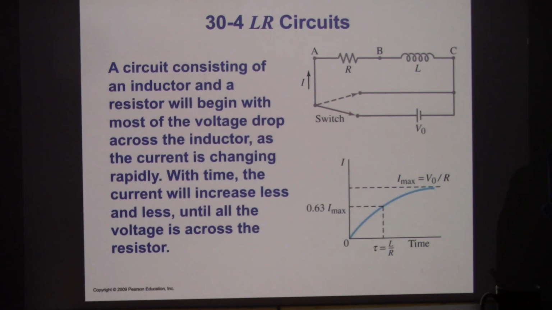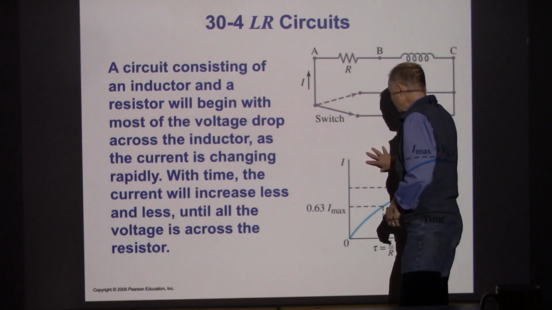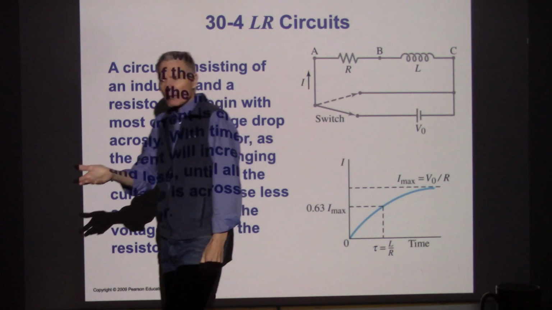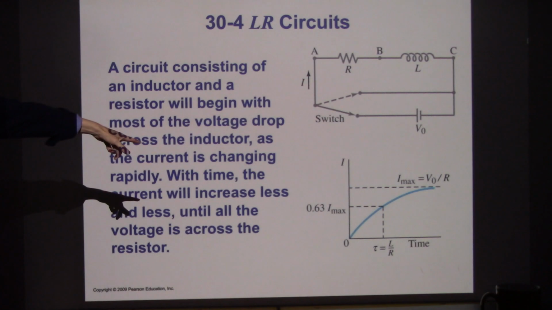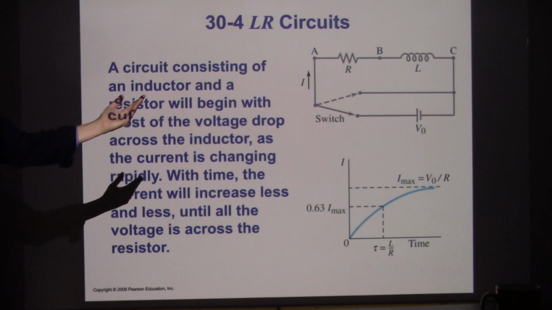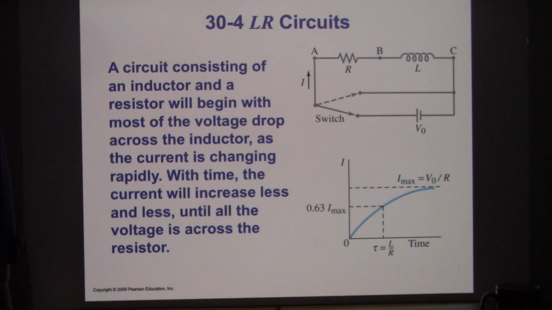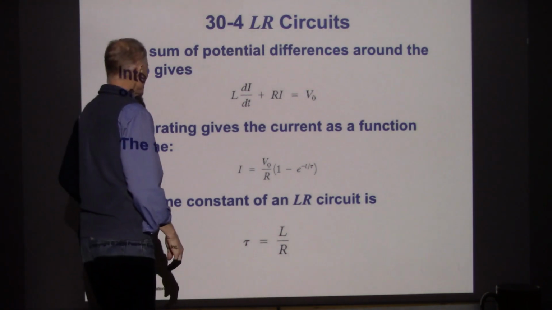So the formulas that we developed for charging a capacitor work the very same way when we are looking at an LR circuit and we're looking at current. So there are going to be time constants. The time constant, tau, is given by L divided by R. And once one time constant has gone by, the current will have risen to 63% of its asymptotic value.